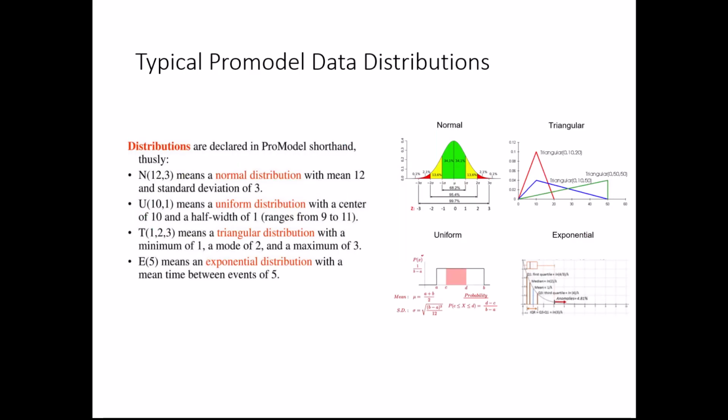So the typical ProModel data distributions are what you can see in this slide. The first one is the normal distribution. In this case, we have an N, which means normal, and then you have 12,3. 12 means the average or the mean, and a standard deviation of 3.